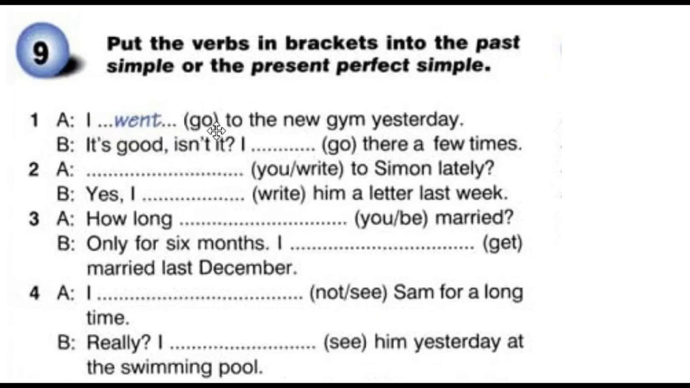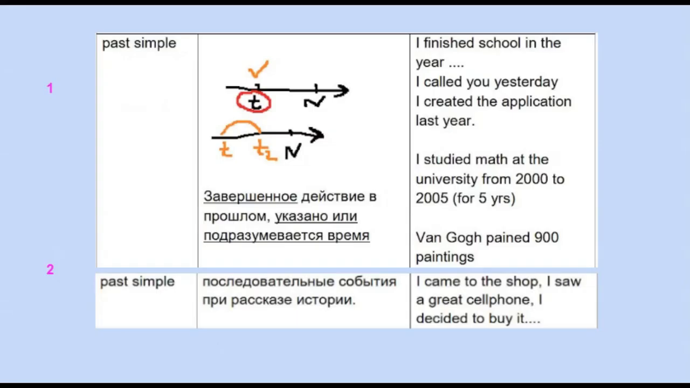So I went, this is an example, це приклад, I went to the new gym yesterday. Why we use past simple here? How would be present perfect? Present perfect would be I have gone, right? But we see I went. This is past simple. I went to the new gym yesterday. Why we use past simple? Because yesterday. This is something that happened in the past. Here, this variant, okay?